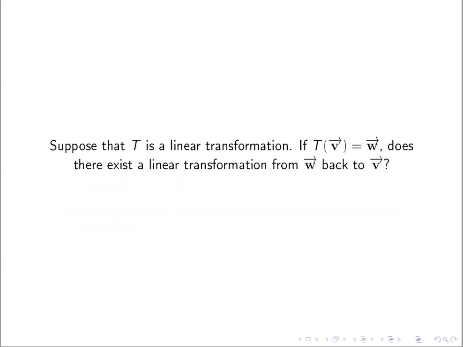One final thought: suppose that I gave you a linear transformation where T takes V to W. Does there necessarily exist a linear transformation from W back to V? Does it always happen? If it doesn't always happen, what conditions are necessary? These are some of the questions that can be asked as we take linear algebra much further and talk about other applications of it.